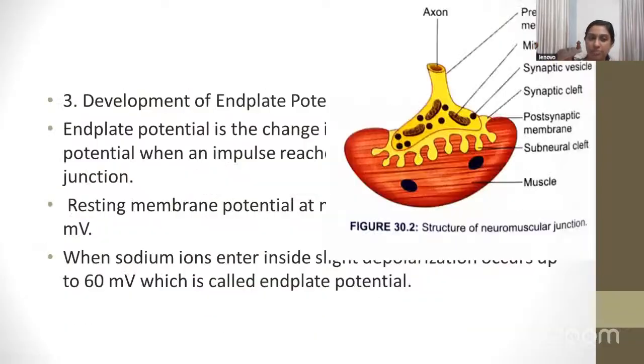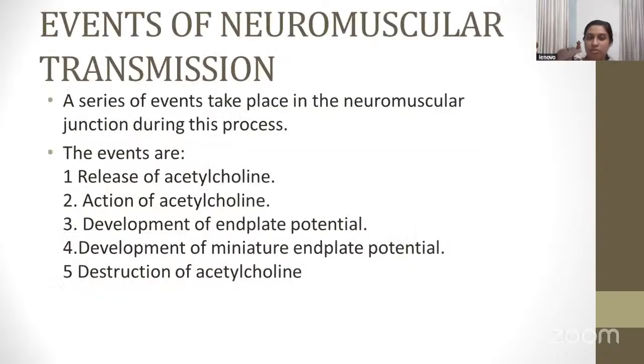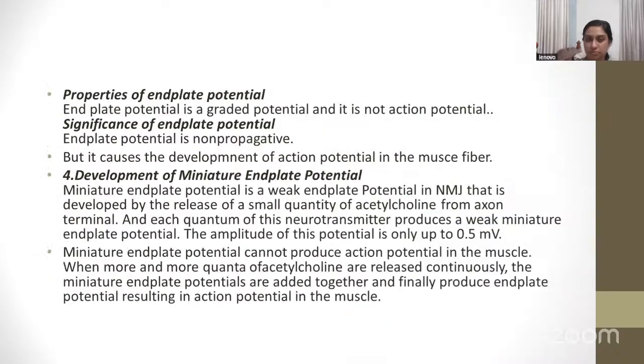So this has 5 steps. First is the release of acetylcholine. Next is the action of the acetylcholine, development of end plate potential. After that, development of miniature end plate potential. And finally, after its function, this acetylcholine is destroyed. Okay.